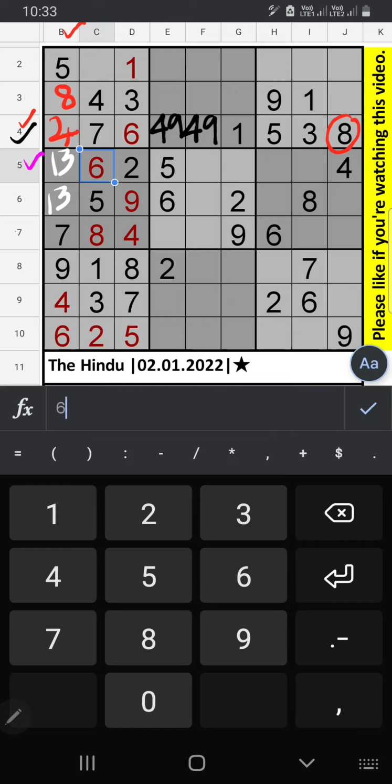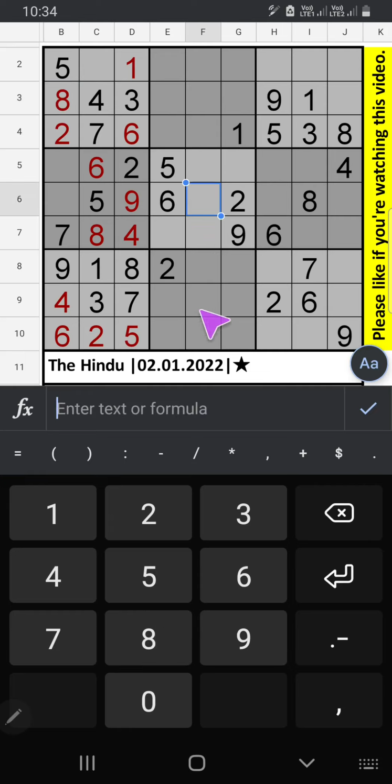In the 5th row and 7th row, we have 4. So 4 can't come in these cells. 4 is confirmed here. Since 4 is here, 4 can't come in this cell. 4 is confirmed here. 9 is here. Column C, 1 number is remaining, number 9. 9 is confirmed here.